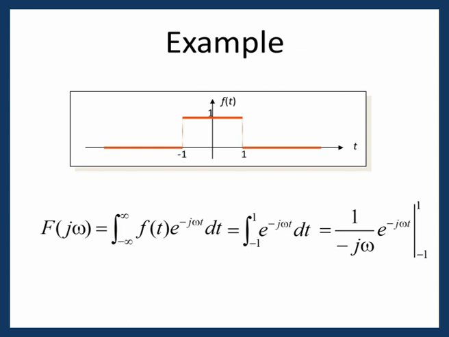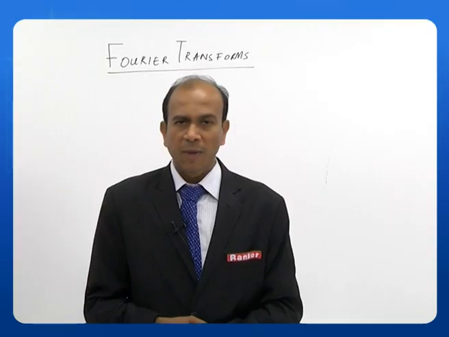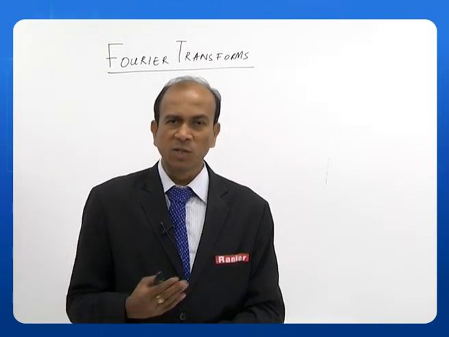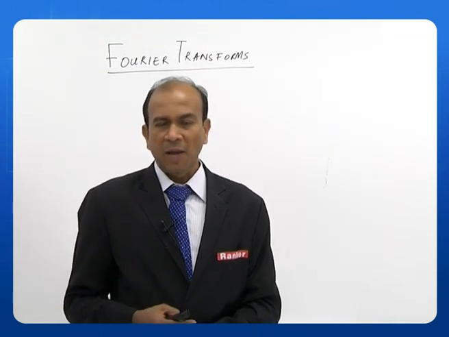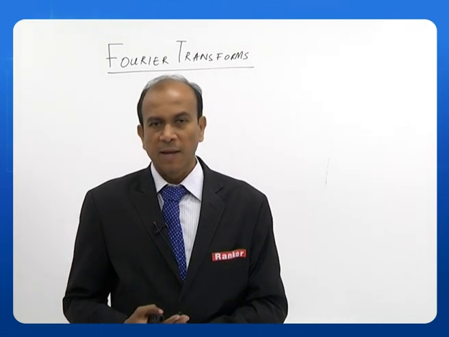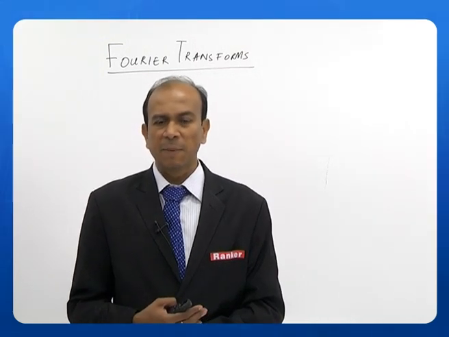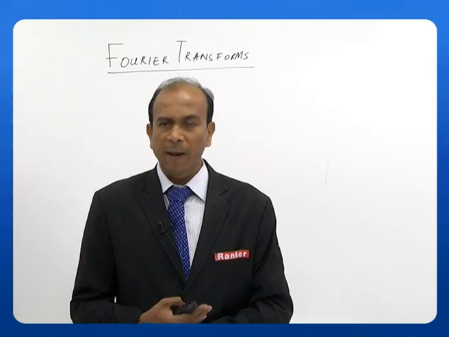Once this is done, if I integrate this, I will get 1 by -j omega e to the power of -j omega t, with the limits from -1 to +1. When I do all this and convert it into sine form, it will be 2 sin omega by omega. That means a given signal which is 1 in the time domain and exists between -1 and +1 has a frequency domain representation equal to 2 sin omega by omega.